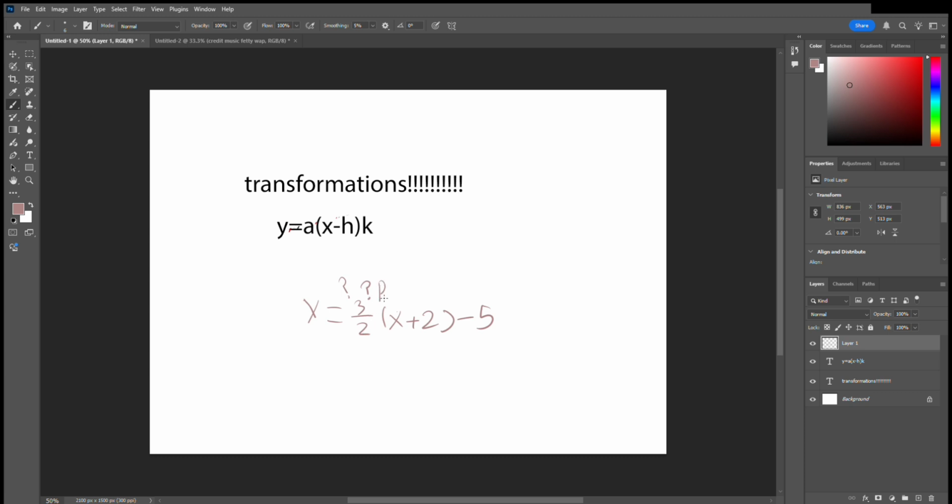Okay, so that stretches because that value right there is greater than 1. 3/2 is greater than 1. So it stretches by 3/2. Then moving on to the h, it would move left 2 because it's a positive, and positive moves it left.